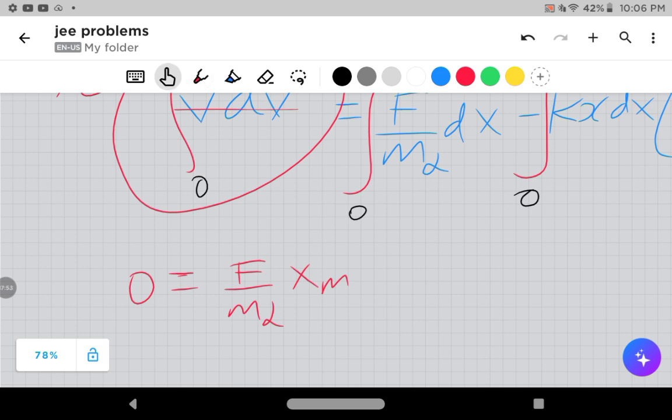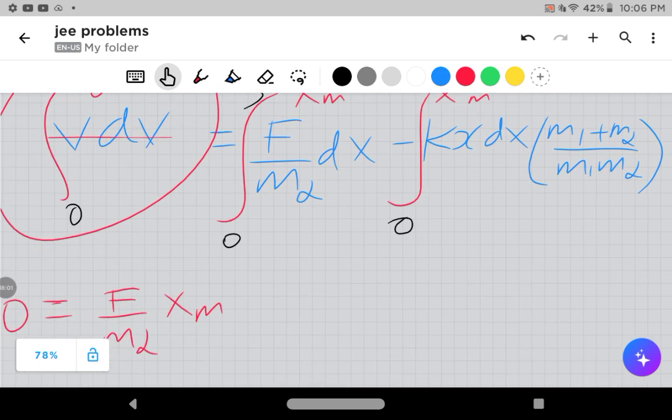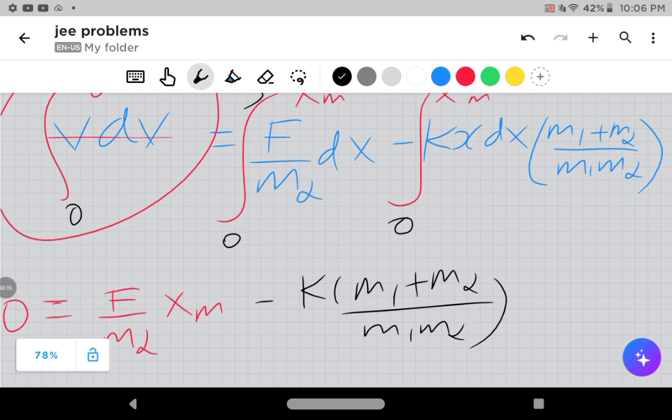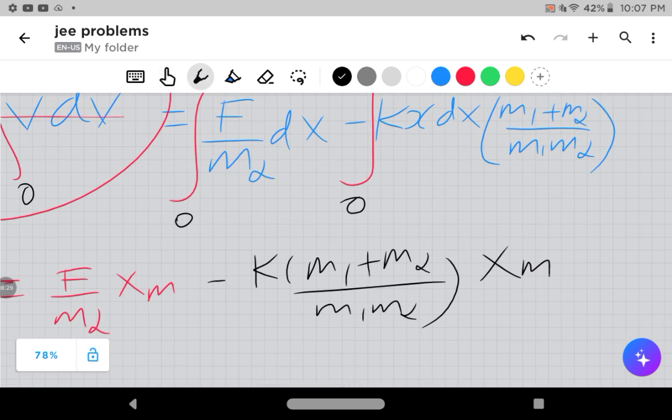Then in this term, what comes outside? K comes outside, m1 m2 comes outside. So it's minus, right? It's minus. K into m1 plus m2 divided by m1 m2 comes outside. Integral of x dx is equal to what? X squared by 2. So I can straightly put the limit, xm squared by 2.